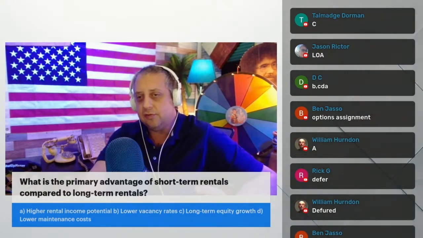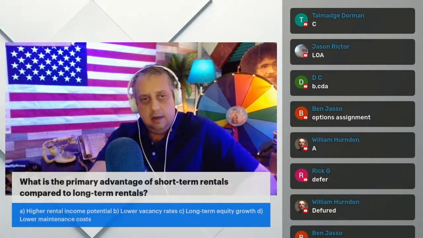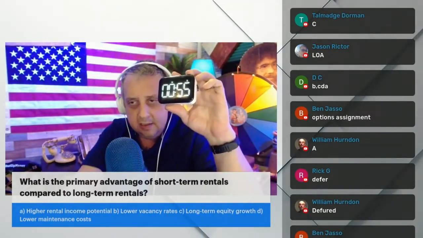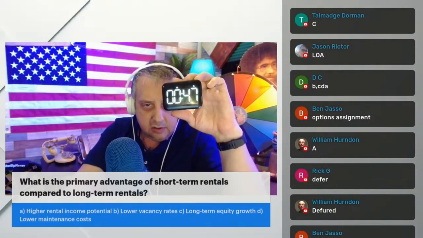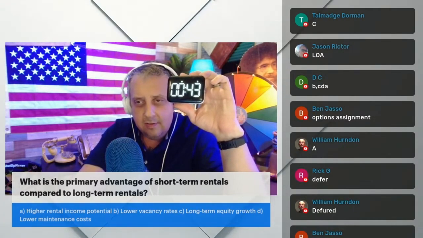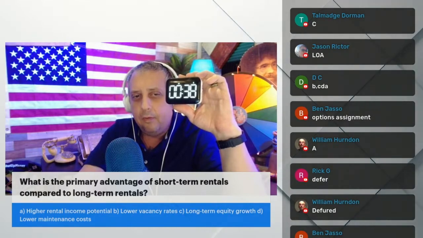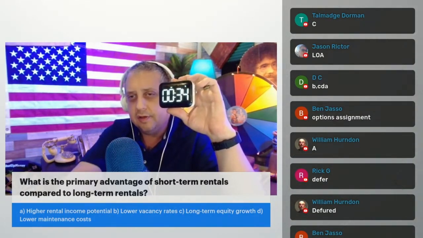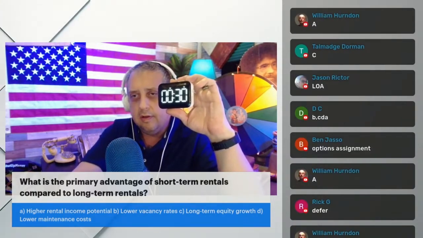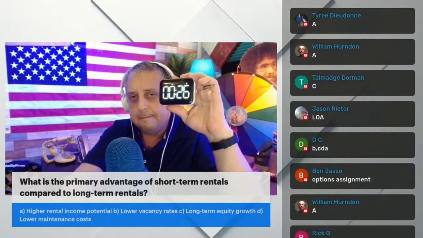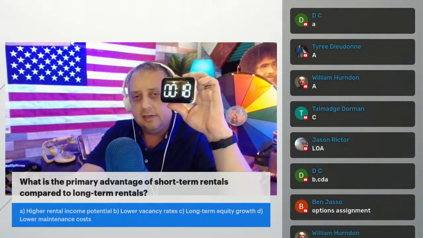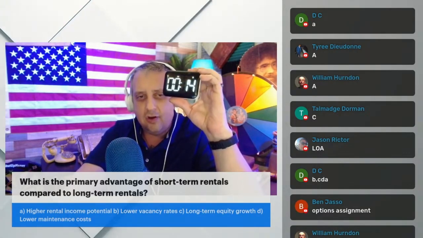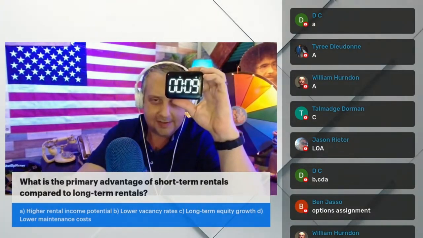What is the primary advantage of short-term rentals compared to long-term rentals? A, higher rental income potential. B, lower vacancy rate. C, long-term equity growth. Or D, lower maintenance costs. What is the primary advantage of short-term rentals? Is it higher rental income? Is it lower vacancy rates? Is it long-term equity growth? Or is it lower maintenance costs? What is the primary advantage of a short-term rental as compared to a long-term rental?